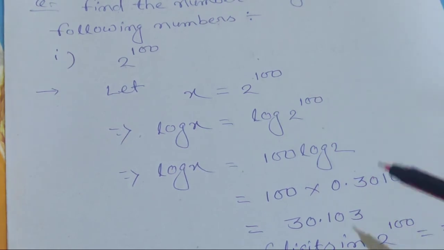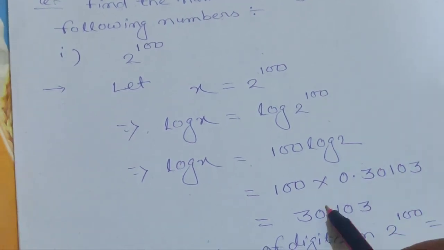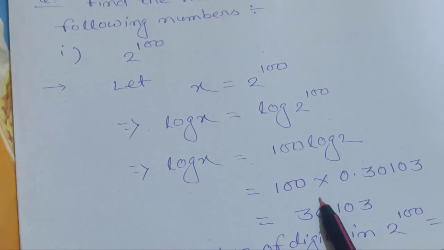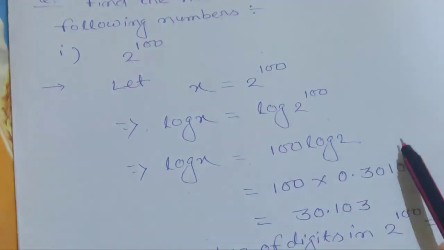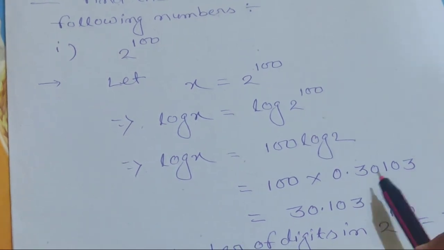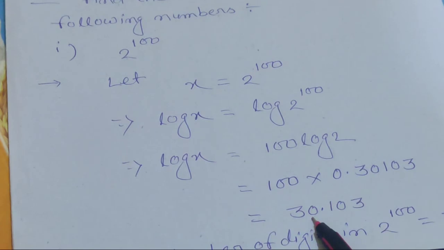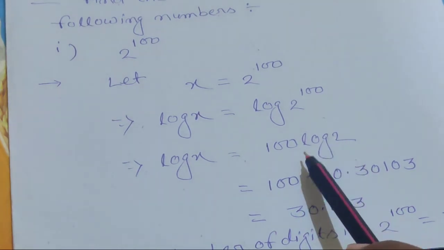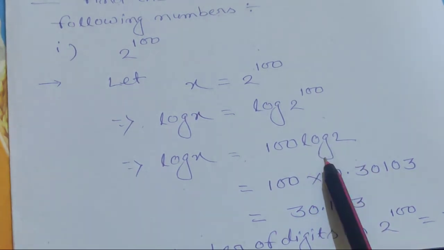Now, how do we find the number of digits? We have to see the number we got here. With that, if I add 1, I will get the required number of digits in 2 to the power 100. So here we can say that the required number of digits will be 31. Whatever number we get before the decimal, with that we add 1, and we get the required number of digits. So see, with the help of the log table, this type of sum can be done very easily.